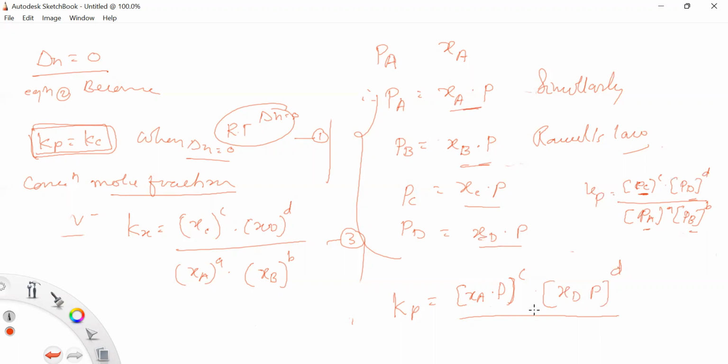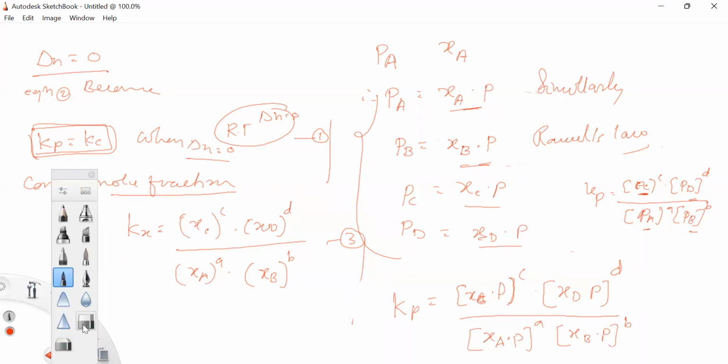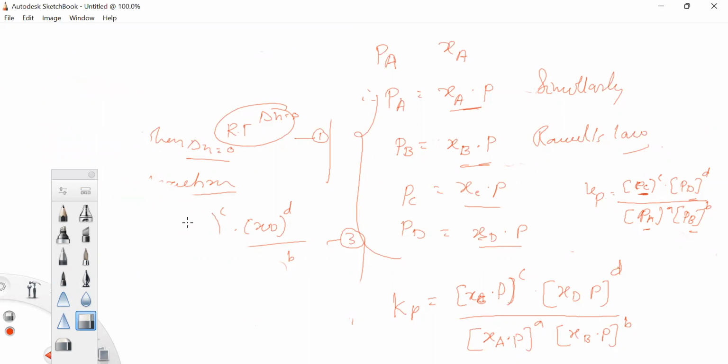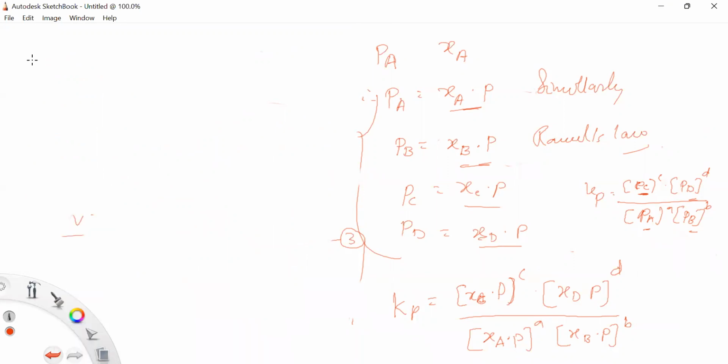So substituting these values into the equation, we get XA into P raised to power a and XB into P raised to power b in the denominator. If you put these values into equation number 1, then equation number 1 becomes, if P0 is equal to 1 atmospheric pressure, at that time.